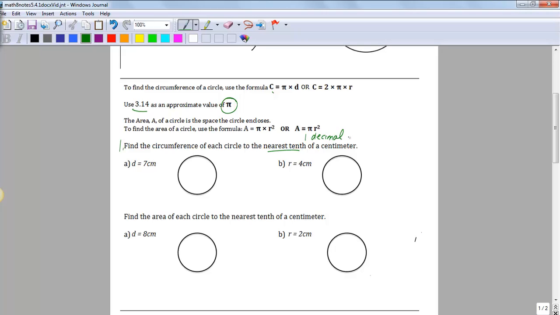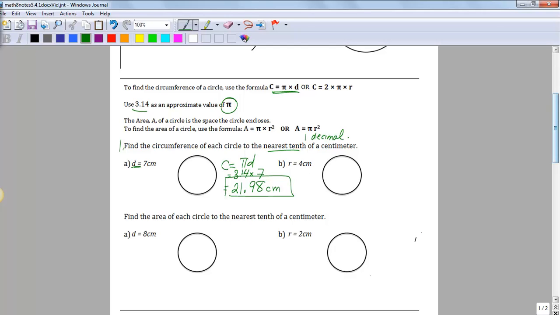I'll do the first one, and you do the second one. Circumference equals, now I'm given diameter, so I'm going to use the diameter formula: circumference equals pi times diameter. So 3.14 times 7. Because we've got decimals involved, it's a good idea to use your calculator. The answer ends up being 21.1 centimeters. Use centimeters. Okay, you try B.